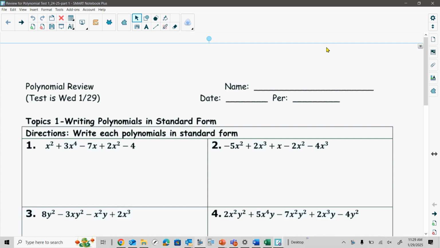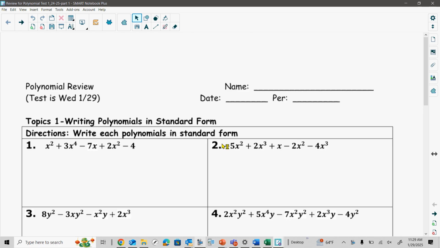All right, this is your review for the next test. I'm going to go over a couple of these in each section and also show you what notes to refer to. But if you're absent, I sent this also with quizzes for you to check your work as you go along. So I'll remind you that at the end.